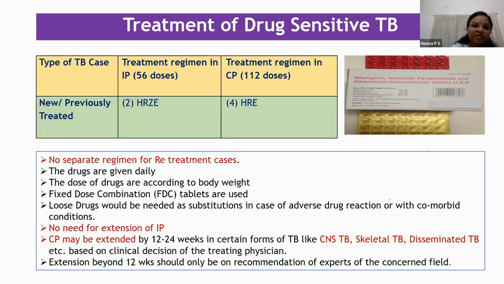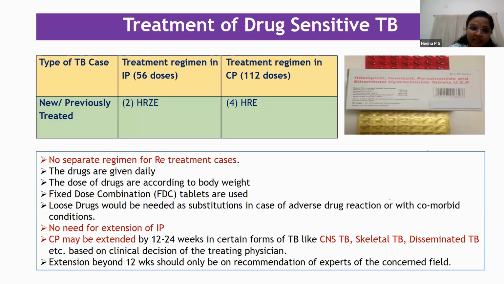If it's drug sensitive TB, then the regimen is the same. There is no separate regimen for new and retreatment cases. The drugs will be given daily, and also on Sunday you will have to take the medicine. The dose of the drugs will be according to the body weight of the patient. And the drugs given in the NTEP are actually the FDC tablets.